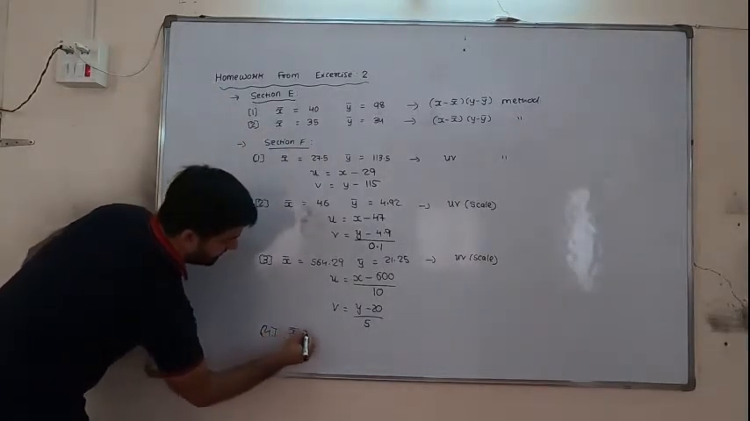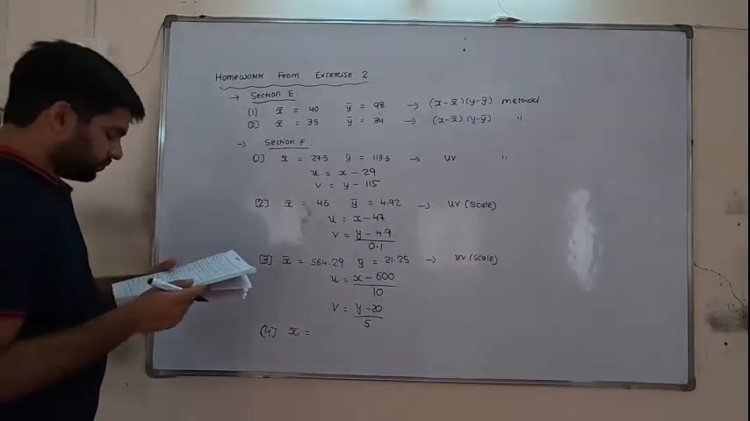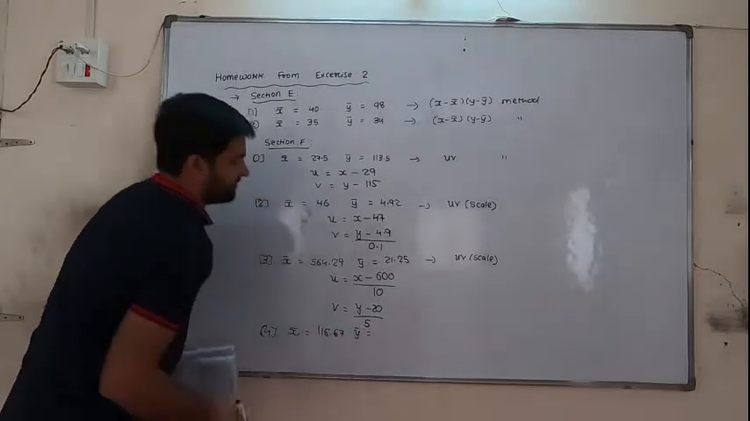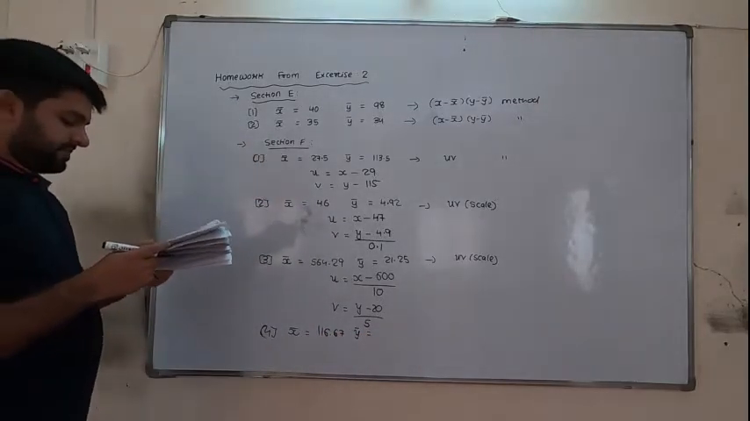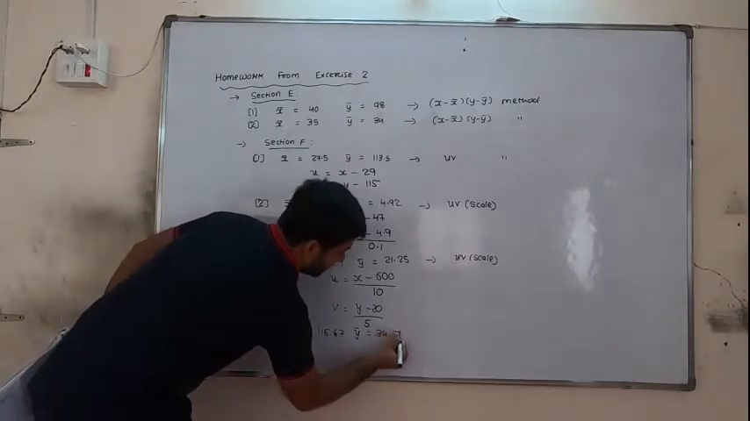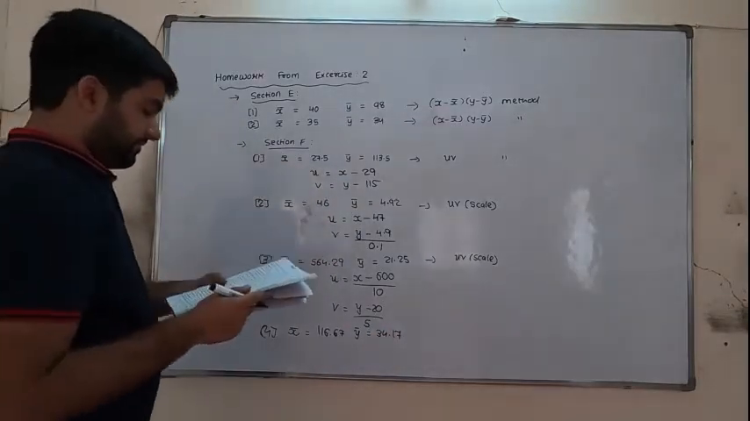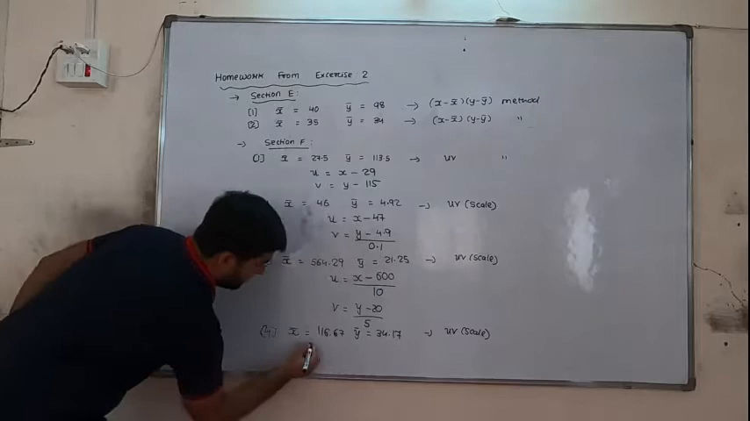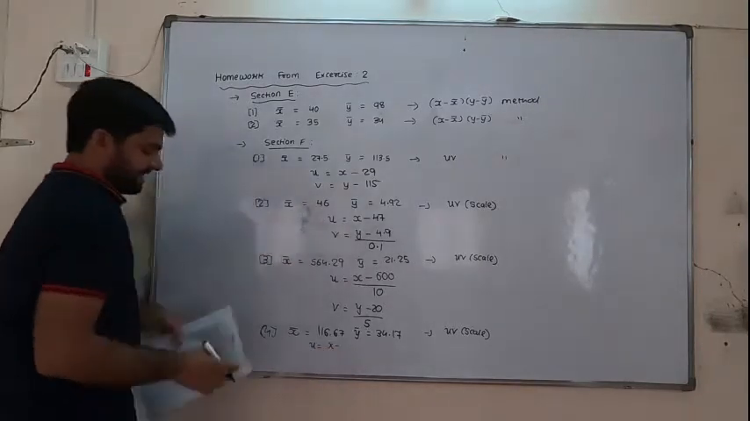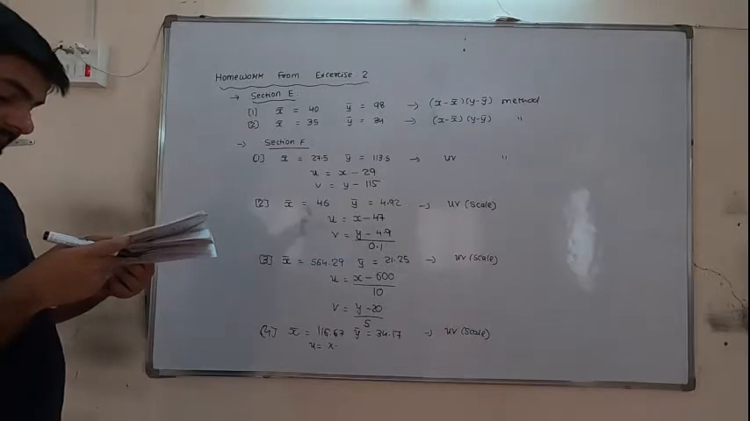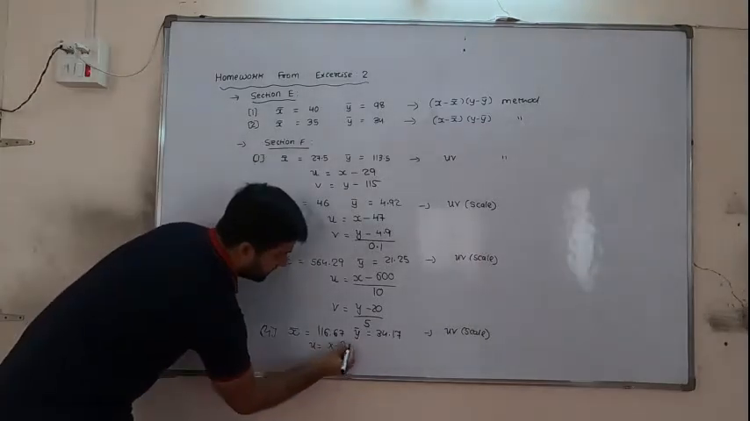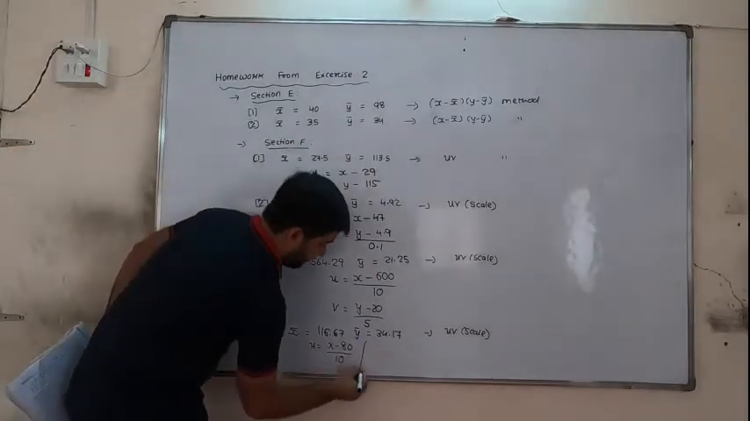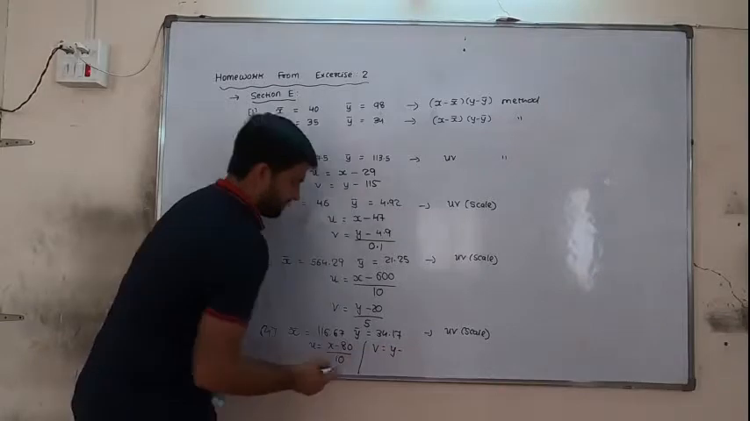For the fourth sum, x bar is equal to 116.67, y bar is equal to 34.17. So for that also the uv method with scale. Take u is equal to x minus 80, since 80 is repeating, so 80 divided by 10. And for v is equal to y minus.